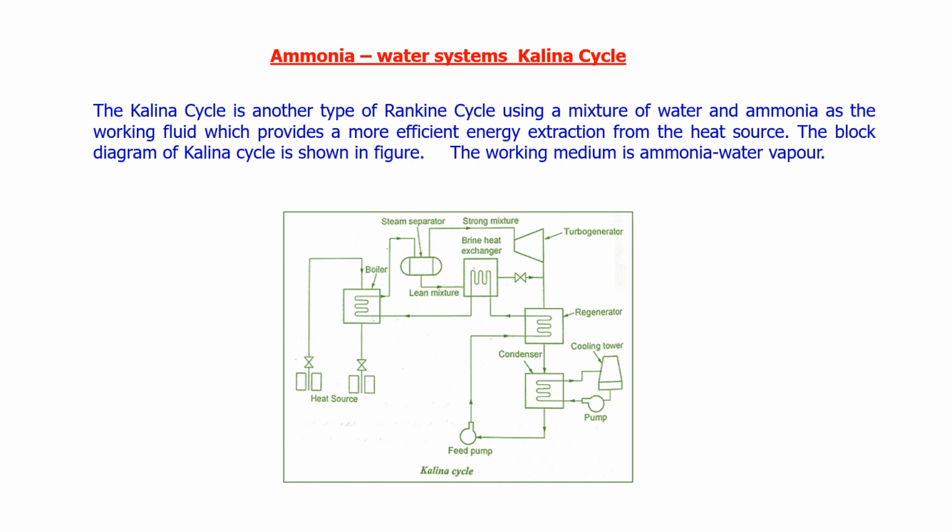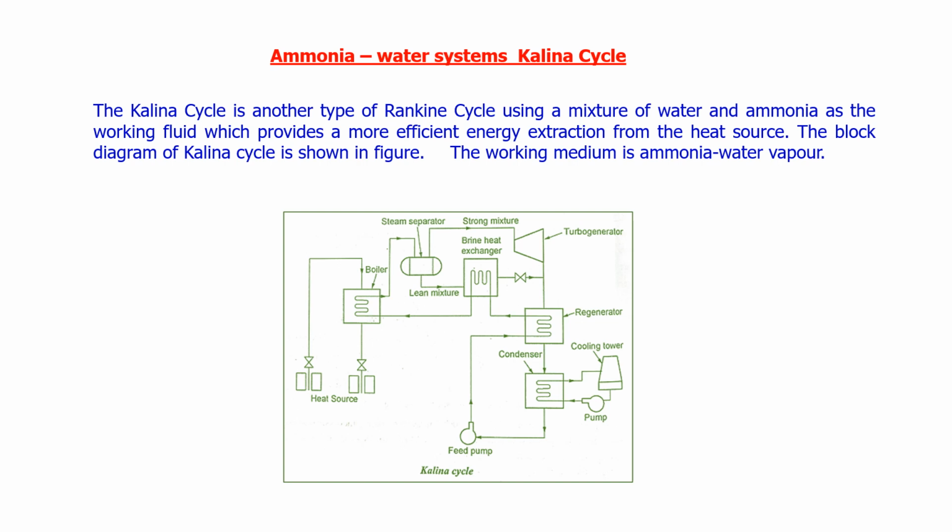Third one is the ammonia water system, that is the Kalina cycle. Here we have different heat sources, which is more complicated than the organic Rankine cycle, that is ORC. Here the mixture of water and ammonia is used as a working medium. In the first case, water or steam alone is used as a working medium. In the second case, freon, butane, propane are used as a working medium. And in the third case, we are using the ammonia and water mixture as the working medium.